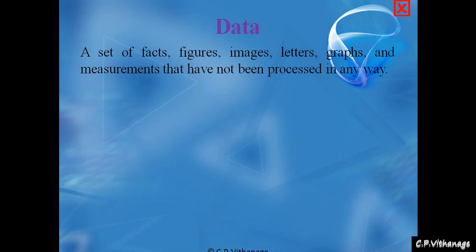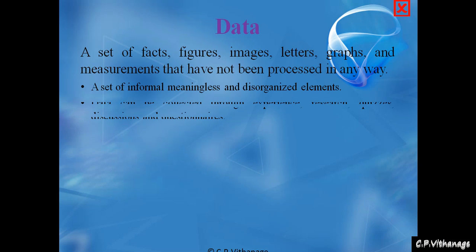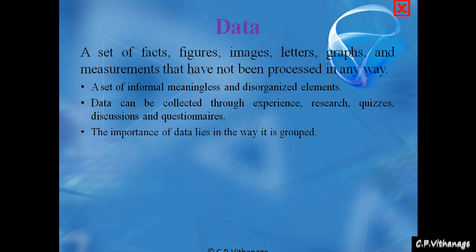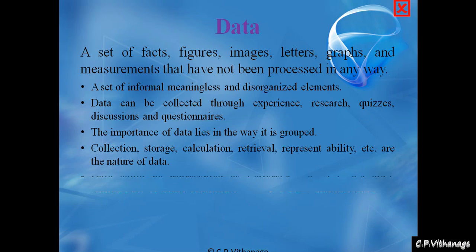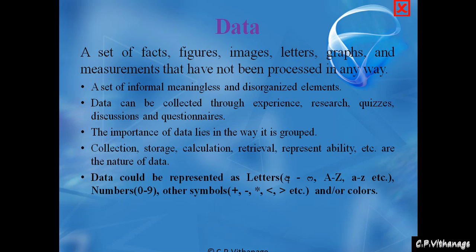So in all these things we are taking data as the main thing. Without data there's nothing, right? A set of facts, figures, images, letters, graphs and measurements that have not been processed in any way, we call data. So a set of informal, meaningless and disorganized elements we call data. It's meaningless and it's disorganized, right?